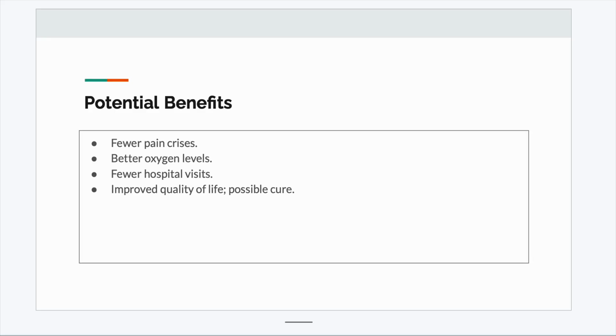Potential benefits. If CRISPR works, the benefits would be life-changing. Patients may have fewer pain crises, fewer hospital visits, and better oxygen levels. Their red blood cells would work the way they're supposed to. It could dramatically improve their quality of life. And because the change is made at the DNA level, the benefits could last for years or even permanently.